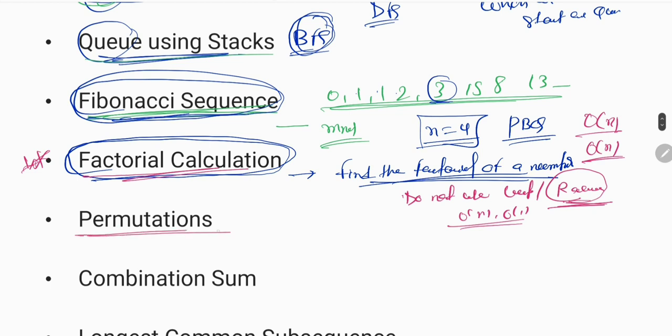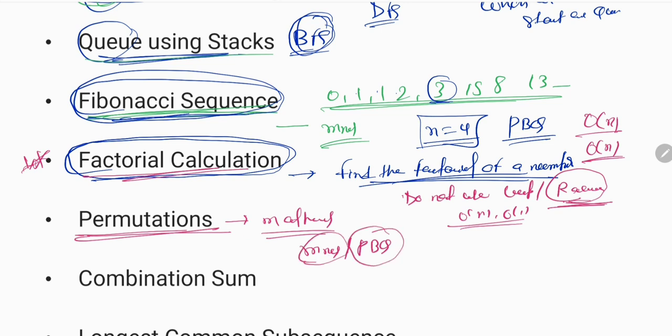And permutations, it's just for mathematics purposes. If I talk about MNC companies and PBC companies, permutation of a string, permutation of an array, this question will be asked mostly in product-based companies, not in MNC companies. But the basic permutation questions, like permutation of a string, will be asked in MNC companies as well. So also practice the permutation questions.